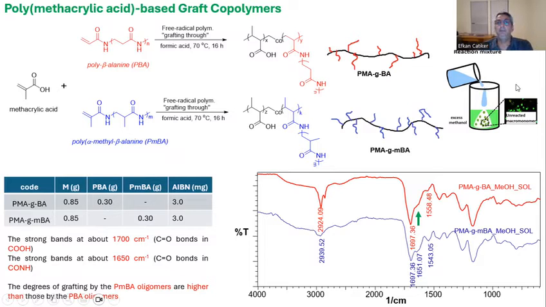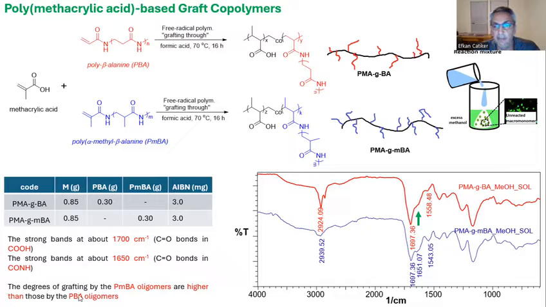So we continued to synthesize graft copolymers using methacrylic acid and this macromonomer. The same reaction routine and the same purification routine. After that, we obtained the FTIR spectra. Similarly, the intensity of methyl beta-alanine bonds is higher than beta-alanine bonds, amide bonds.